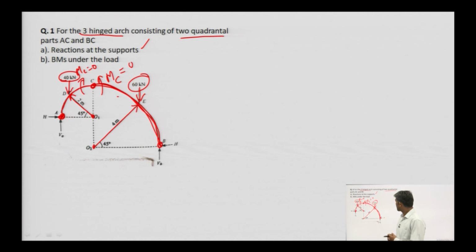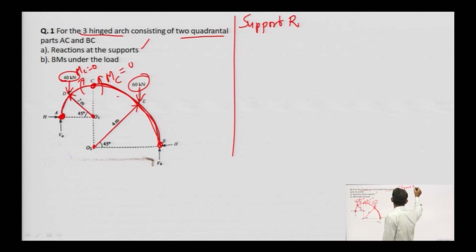In this question, normal thrust and radial shear can also be asked, but that has not been asked in this question. So, let us calculate first of all the support reactions. And I have told you in previous slides that all calculation will be using static equilibrium equations. So, let us calculate first of all the support reactions.